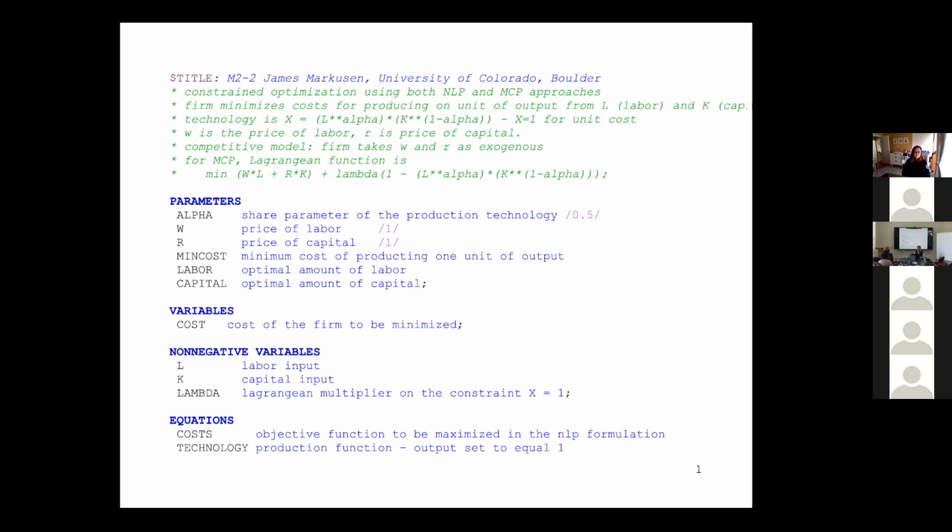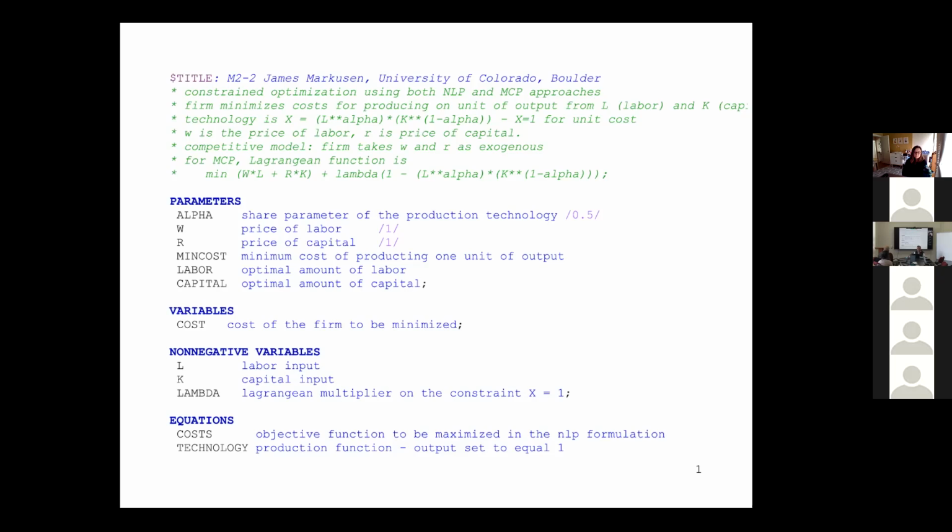Well, it has the alpha parameter we had before. Price of labor and capital are exogenous, so they're set at 1 each. And then 3 parameters for extracting information from the solution after the solve statement: minimum cost, labor, and capital levels. So again, if it's going to be an optimization problem, you use the word variable, so it has no bounds on it, which is required by the NLP solver. So we say cost variable to be minimized.